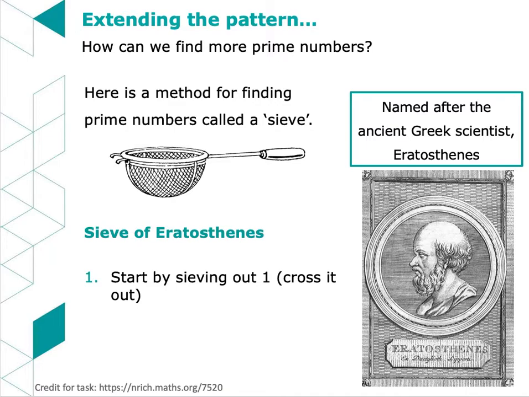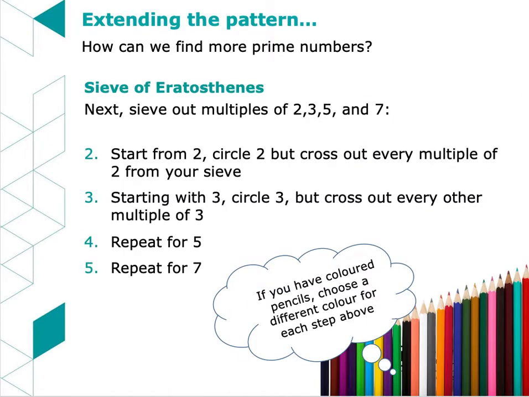You will need Worksheet 3, which is available to download with the link to this video. Worksheet 3 is a 100 number square. The first thing you will need to do, number 1, is start by sieving out 1. So can you cross out the number 1 for me, please? Next, sieve out multiples of 2, 3, 5 and 7.